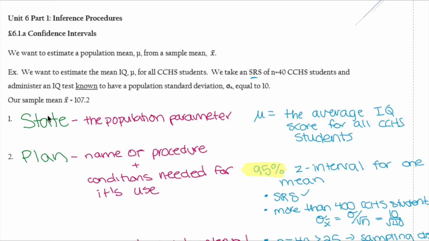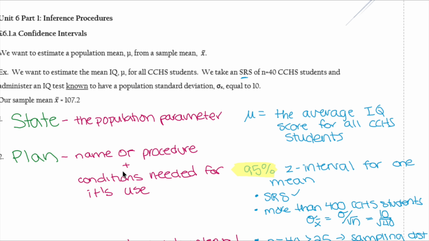So we'll begin with our first step, which is state. It basically asks us to state the population parameter. And remember, always put your variable into context based on the background that's given to you. So in this case, mu is going to be the average IQ score for all CCHS students. The second step is plan, and it's plan the name of the procedure and the conditions needed for its use.